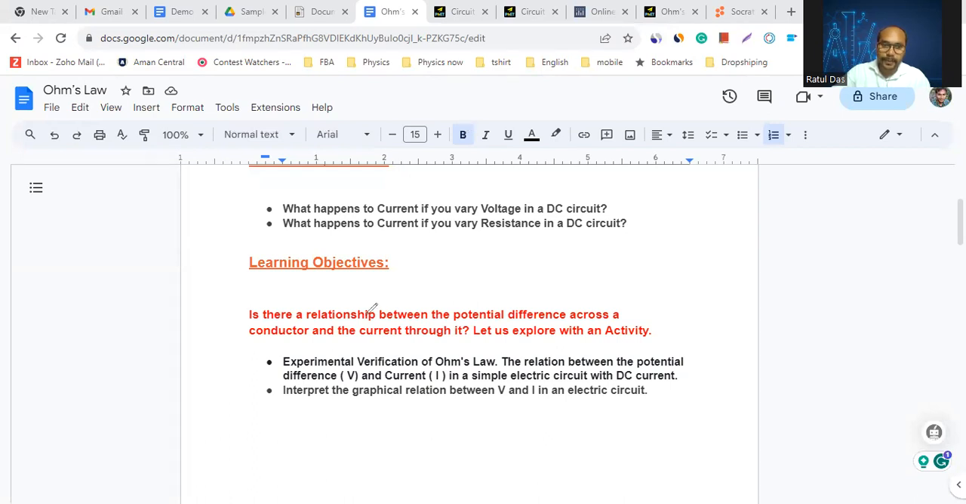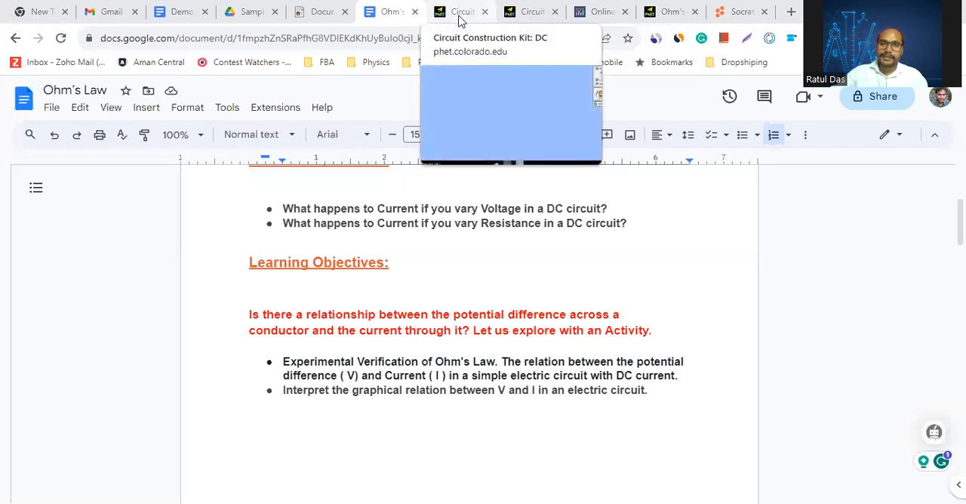We'll see whether there is a relation between potential difference and electric current in a circuit. At first we ask, is there any relationship? And after that we ask what type of relationship exists between these two parameters in a DC circuit. Okay. To understand this topic, let's start with a DC circuit.